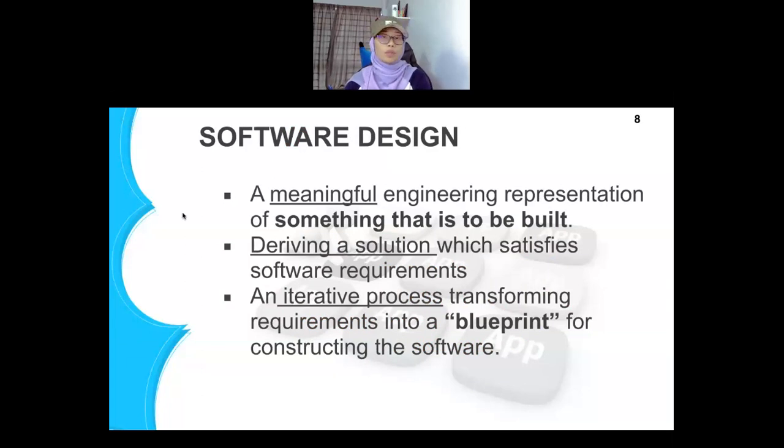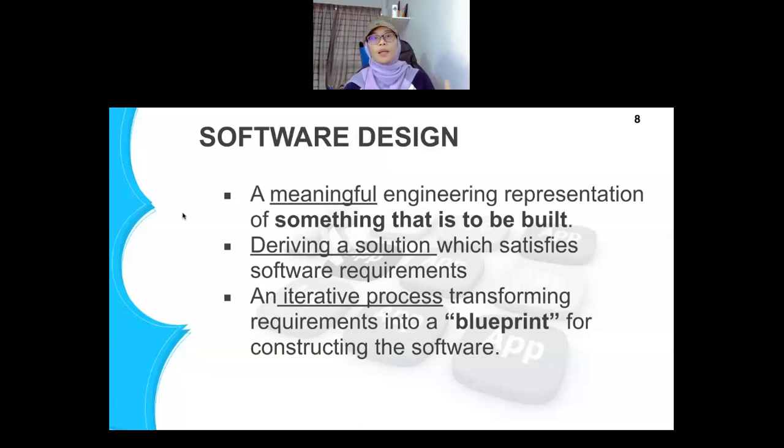So talking about software design is actually meaningful engineering, because it represents something that is to be built. The word design, you know, right? You design something that shows how the end product of the proposed product will be. So it should derive a solution by looking at the design. You already know that this is a suitable solution, or what kind of solution you propose.